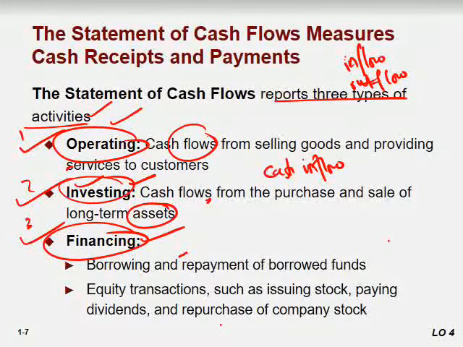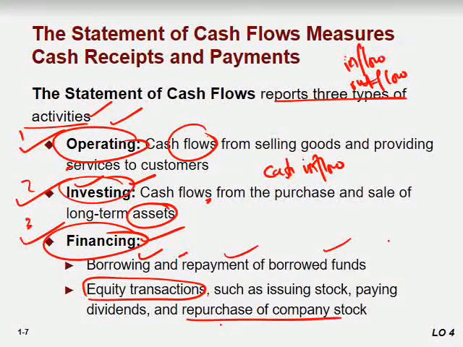Okay, number three is financing, which is all the fund-related activities. For example, borrowing or repayment of the borrowed fund. You applied for a loan, that is a financing activity. You paid the interest on the borrowed fund, that is a financing activity. And also the equity transactions, like treasury stock, you repurchase your company stock, or issuing new stock, or paying the dividend, it's your financing activity, right?